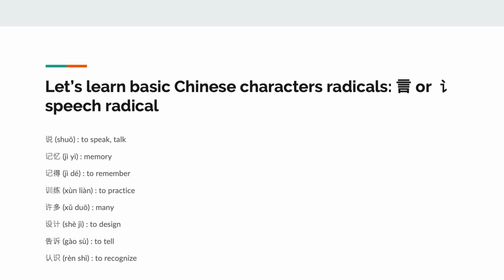说 means to speak or talk. 记忆 means memory. 记得 means to remember. 训练 means to practice. 许多 means many. 设计 means to design. 告诉 means to tell. And 认识 means to recognize. You can see they all have to do with speech.